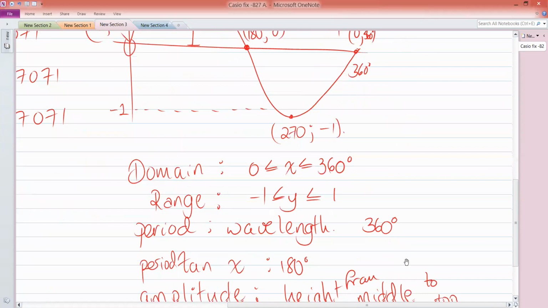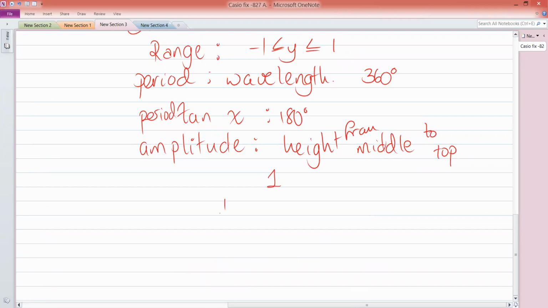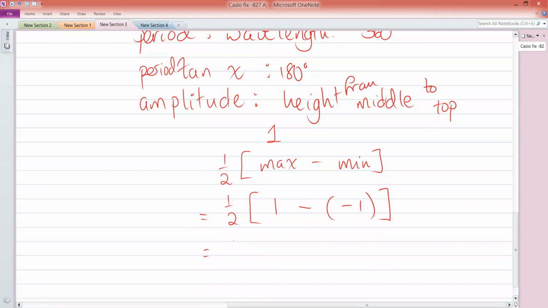Another way of working this out would be half of the maximum value minus the minimum value. So for this one, the max value was 1. Your minimum value is negative 1. So 1 plus 1 gives us 2. Half of 2 is equal to 1. That's how you work out the amplitude. So that's the basic theory that we just went through.